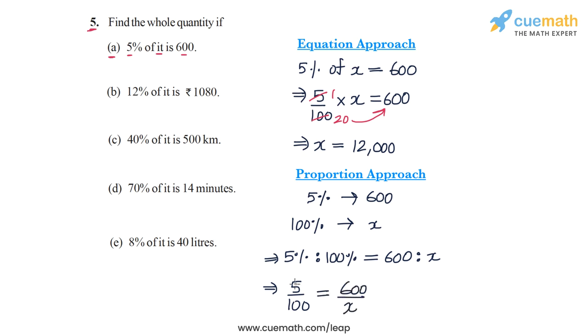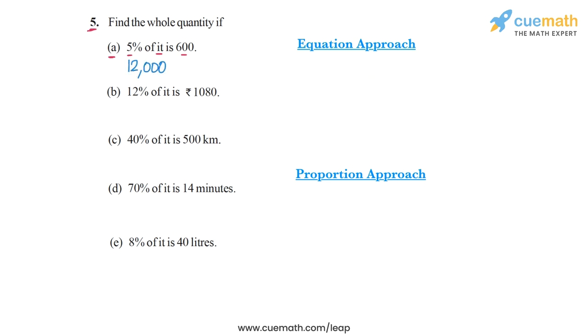So once again we can solve this equation. So 5 by 100 is 1 by 20, and we take 20 to the right side, multiply it with 600, and x to the left side. So from here we will get x is equal to 12,000 once again. Okay, so in part A, the answer is that the unknown quantity, the whole quantity, is 12,000. This is the answer for part A. Now let's come to part B.